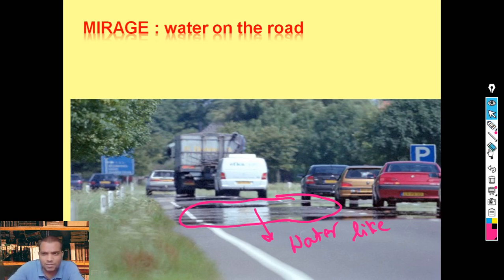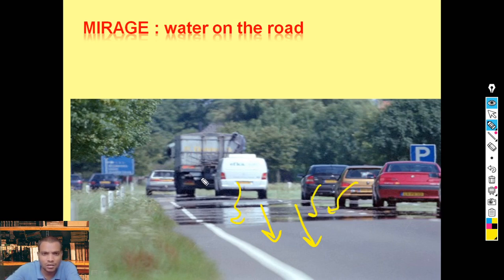We face these kinds of situations especially in the very hot summer season. These things form especially in the desert and on roads in the hot summer. So what is this? This is nothing but the reflection of these vehicles and of all this nature. They are a certain kind of reflection, and it has a name: it is known as mirage.